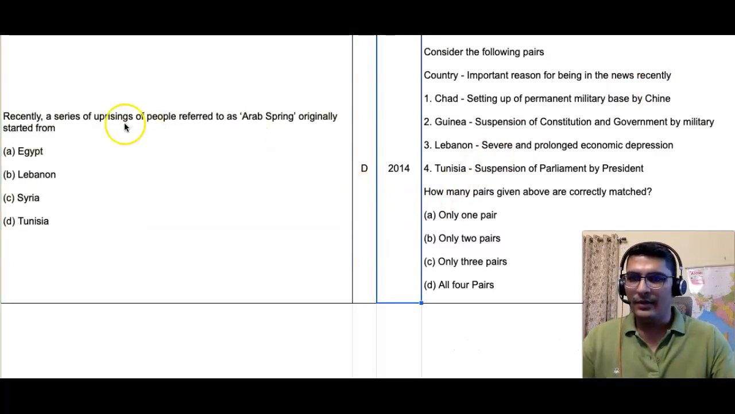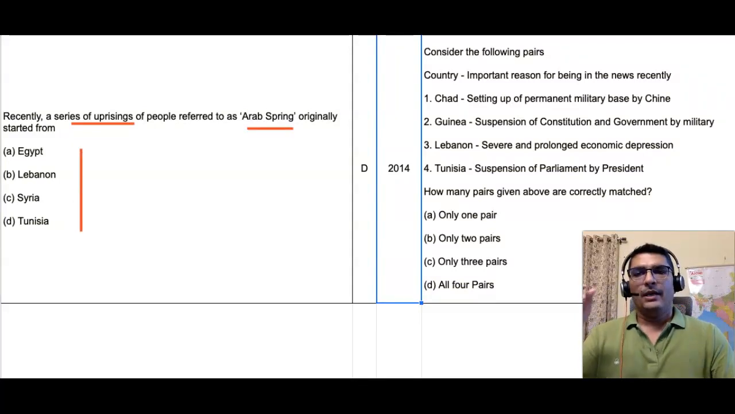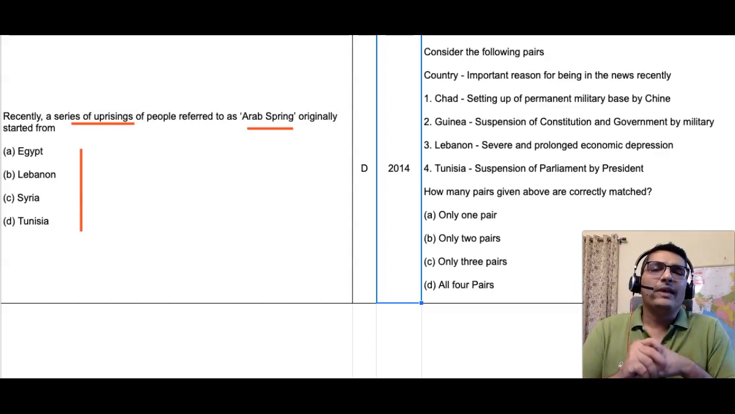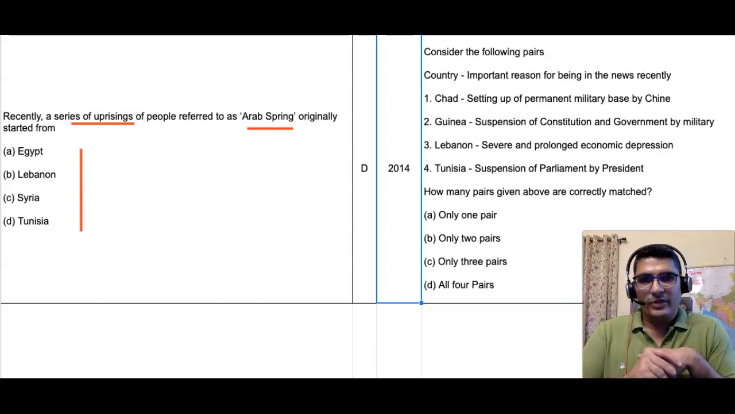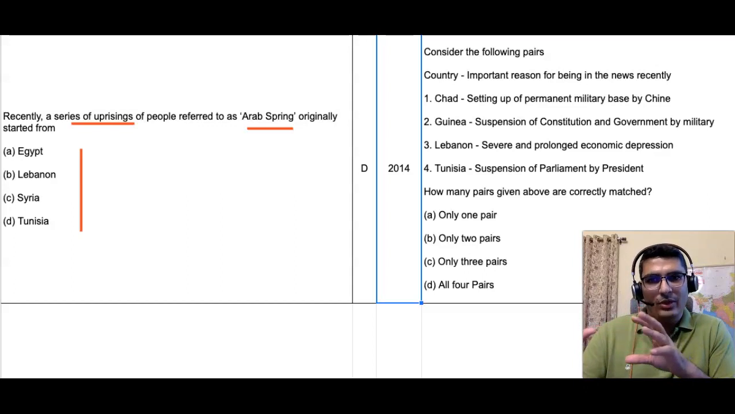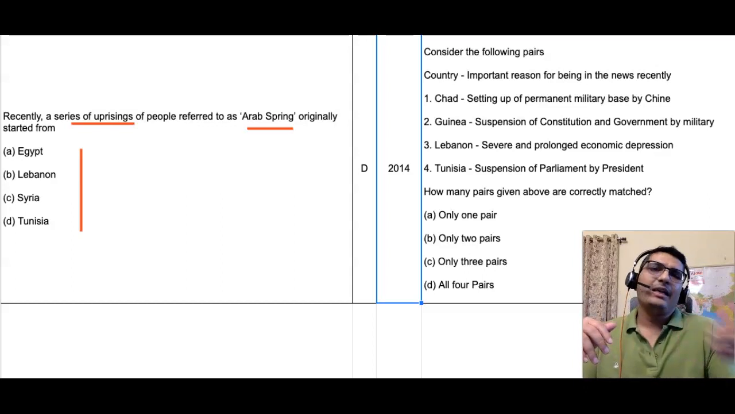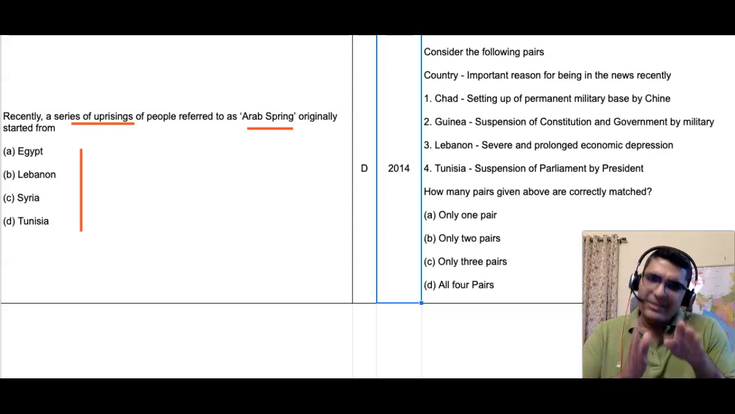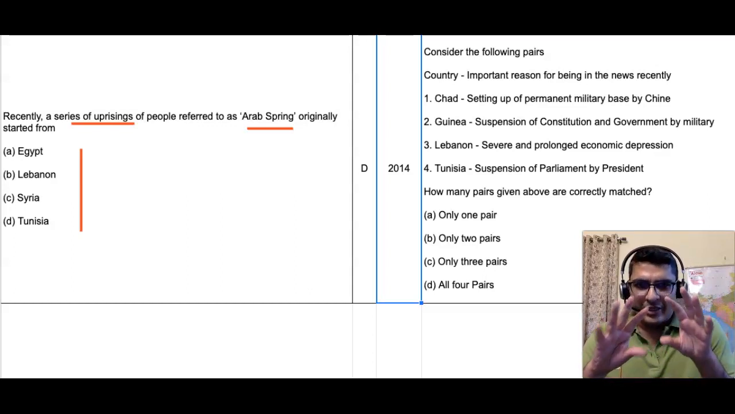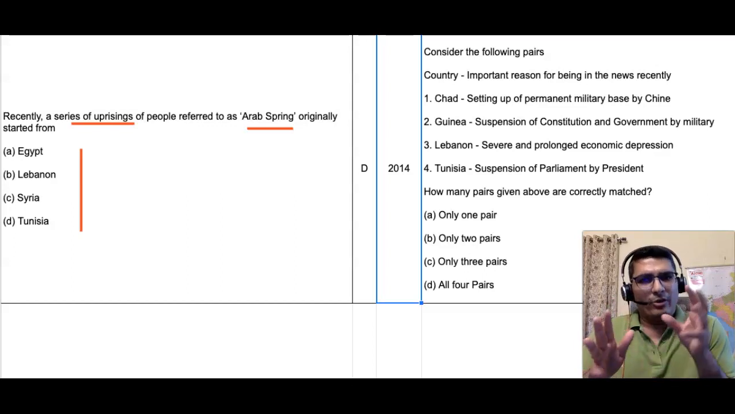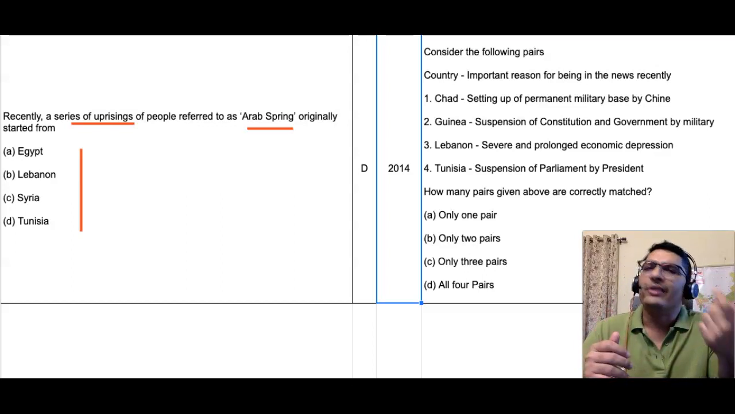If we look at another question, the 2014 question, we have this question that reads, recently a series of uprisings of people referred to as Arab Spring originally started from, and then you had 4 options. Actually, all the 7 questions which we have corresponding to this particular question of 2022 are one statement questions only. This is the first time a multi-statement question has been asked, but it doesn't really matter because match the following kind of questions are just an iteration of a different way of asking one statement questions.